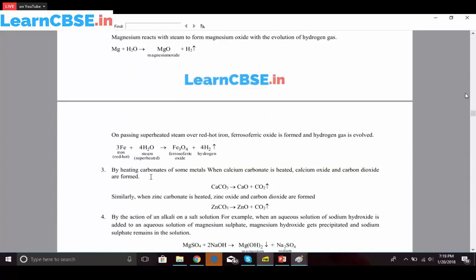So the magnesium oxide is an insoluble one, so we cannot react it with the water. So the Fe reacts with the superheated steam. So when we heat it more, the water produces water vapor. So the iron reacts with the water and it forms ferric oxide plus hydrogen.